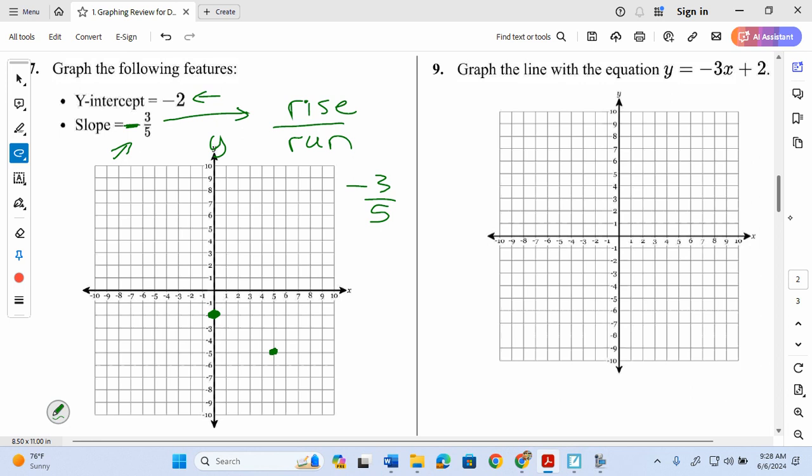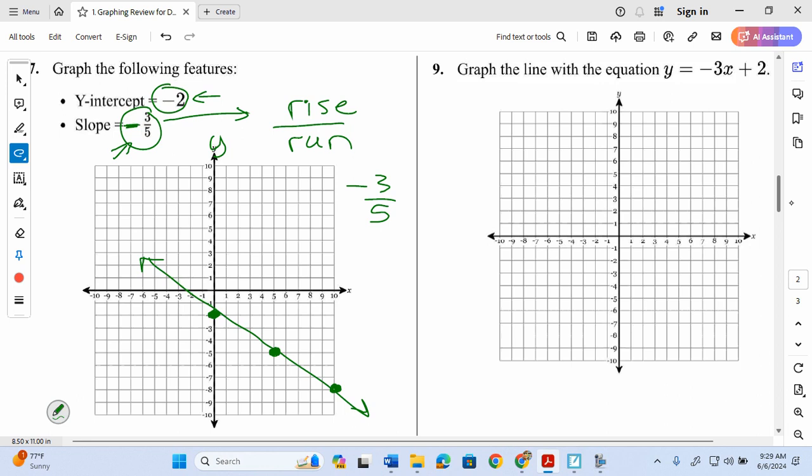So our slope is like giving us directions for how to find the next point. And we could keep doing that. From this new point, we could go down 3, 1, 2, 3, and then over 5: 1, 2, 3, 4, 5. And that gives us another point on the line. When we connect these 3 points, we get the line that has the y-intercept of -2 and the slope of -3/5. There is only one line that has both those things, and we're looking at it.